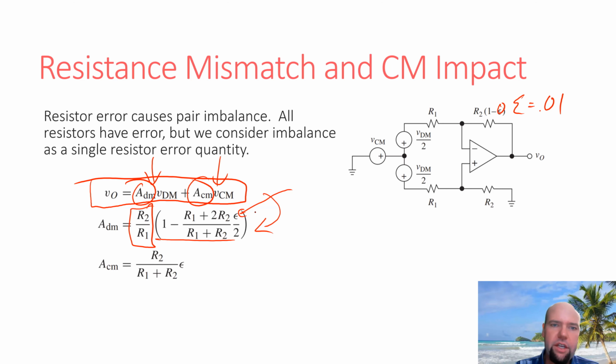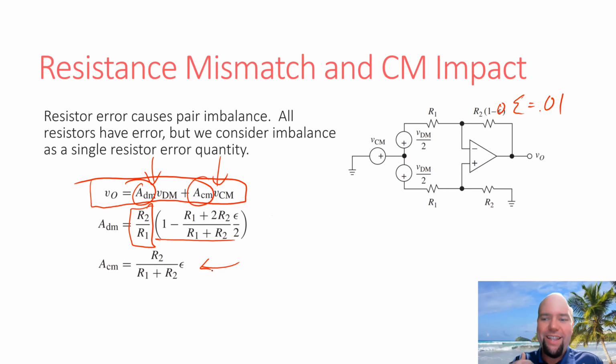Okay. So we have a deviation from the ideal in the differential mode. And we also have what's almost maybe more important, this common mode gain. We don't want common mode gain. For an ideal difference amplifier, there is no amplification of the common mode at all.